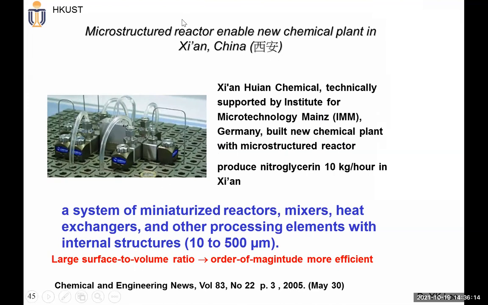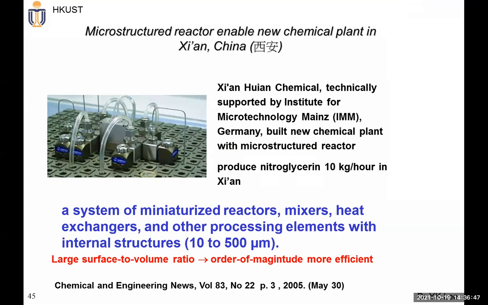So the key thing here is why this can work. Why can this kind of thing work? I want to ask, why do we use this kind of microstructure reactor? Any idea?